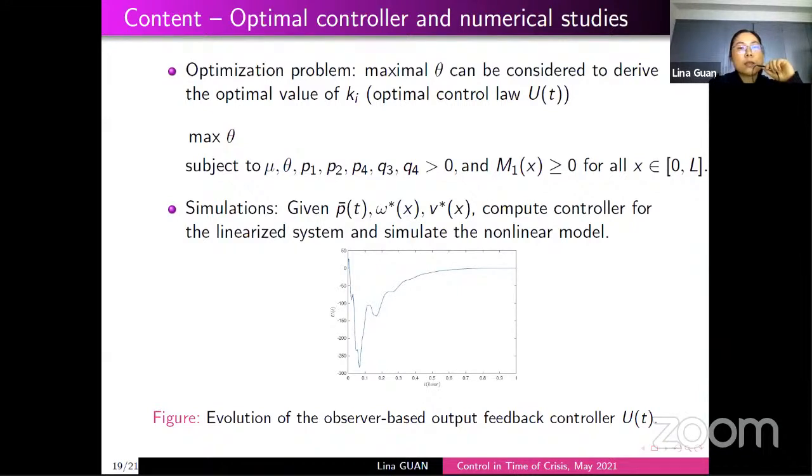The last section is the optimal controller and the numerical studies. Because we want to derive the optimal controller, we established the optimization problem. Maximal theta can be considered to derive the optimal value of the Ki. That is the optimal controller u(t).